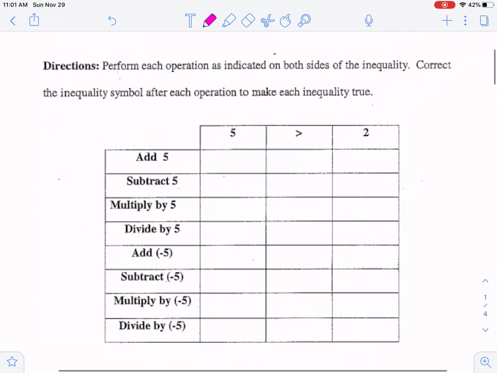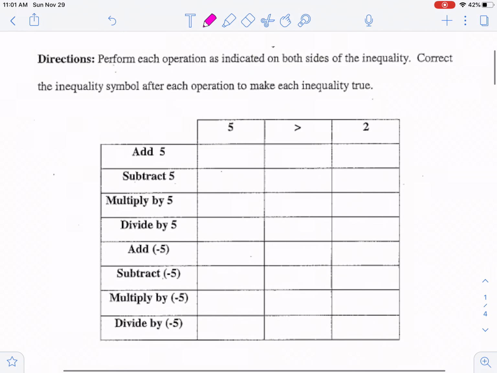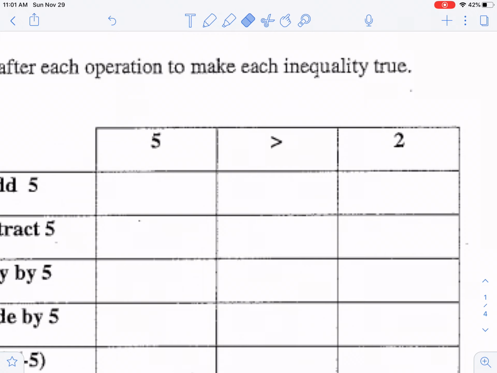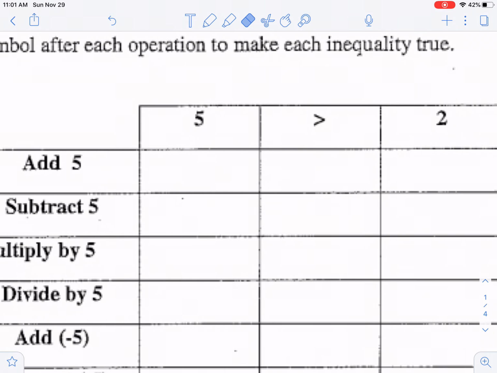Here we go. Perform each operation as indicated on both sides of the inequality. So this is an inequality right here. It's not an equal sign, right? That's an equation. But this means that one number, the number 5, is greater than the number 2. And the arrow always, always, always points to the smaller number. Make sense? Always. So we're going to add 5 to both sides.